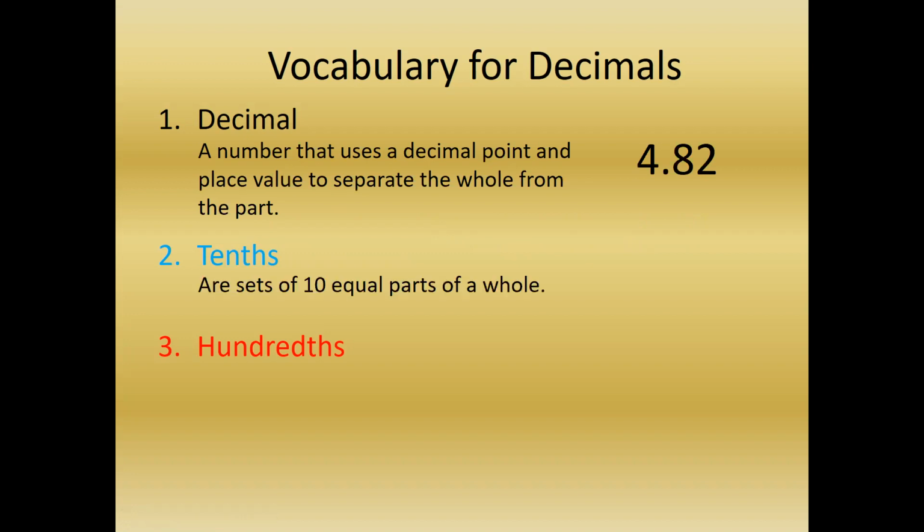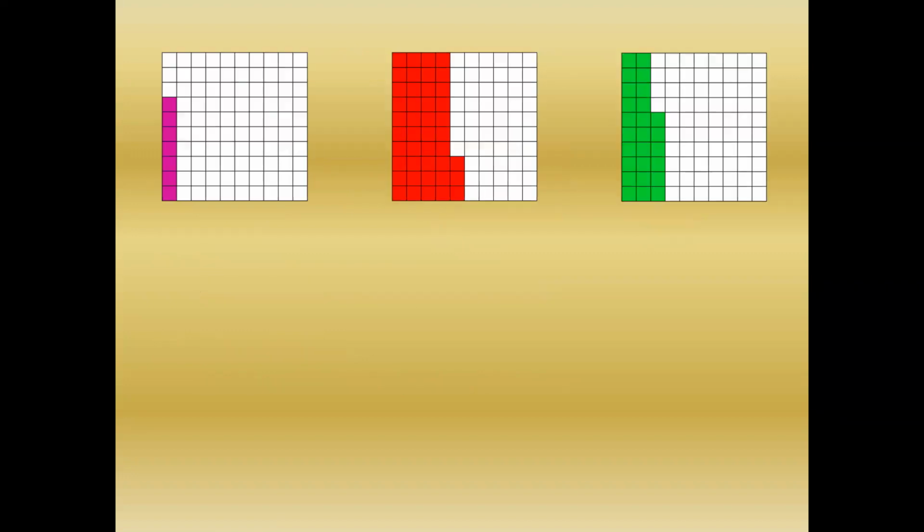A tenth are sets of 10 equal parts of a whole. So the 8 in 4.82 is the tenth, and a hundredth are sets of 100 equal parts of a whole. So the 2 in 4.82 is the hundredths. So let's go over some examples here.